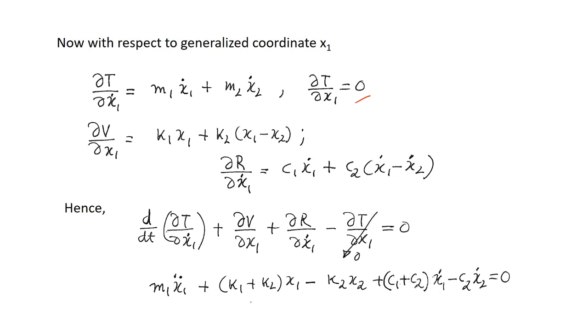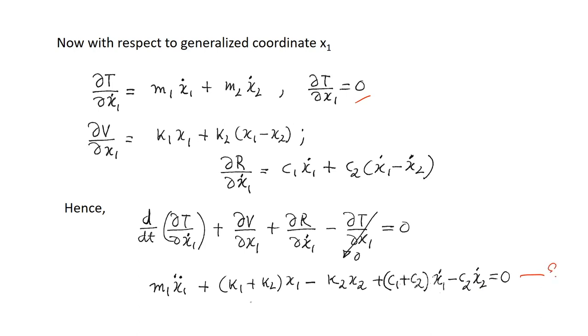Now we can write the first equation of motion with respect to mass m 1 as d by dt of del T by del x 1 dot plus del V by del x 1 plus del R by del x 1 dot minus del T by del x 1 equal to 0, because there are no externally applied forces in this case, as we have taken a free vibration case. So, the first equation of motion becomes m 1 x 1 double dot plus k 1 plus k 2 into x 1 minus k 2 x 2 plus c 1 plus c 2 into x 1 dot minus c 2 x 2 dot.